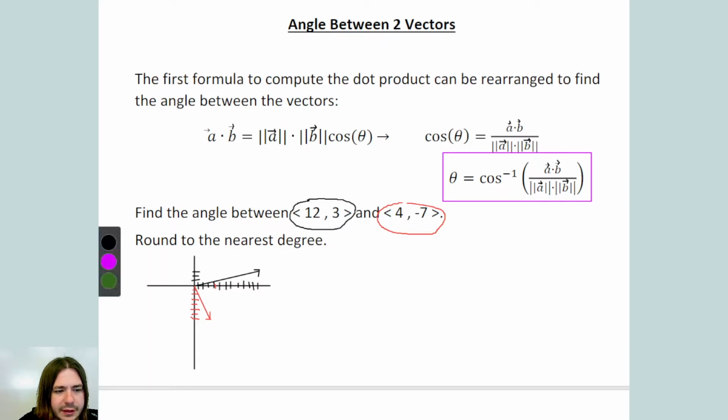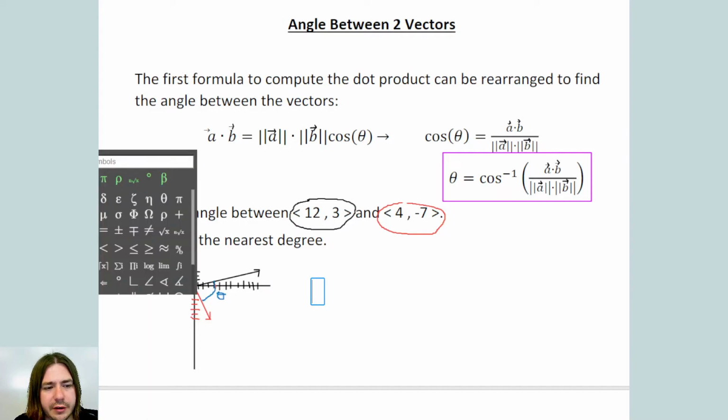And what we're asking for is this angle in between. So we're looking for this angle. That's going to be our theta. And really, as long as you know how to calculate the magnitudes and you know how to find a dot product, the rest of this you're just going to put in the calculator.